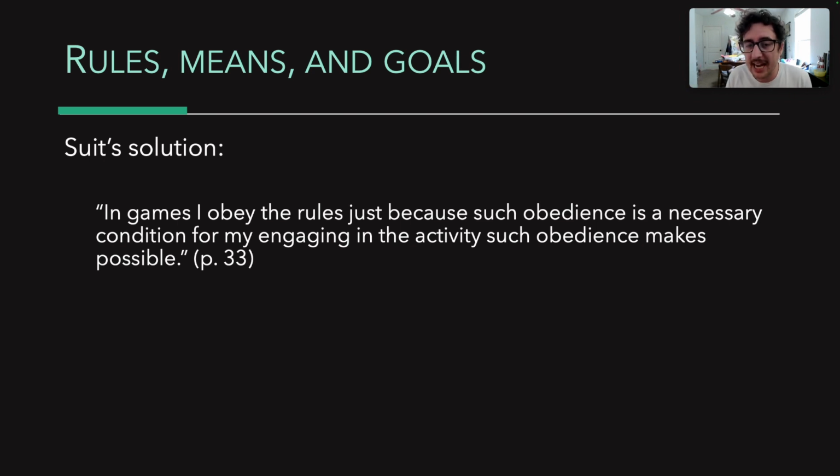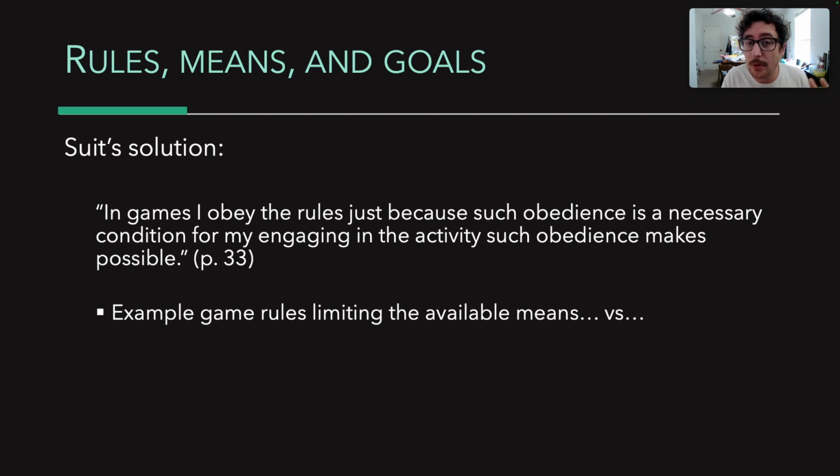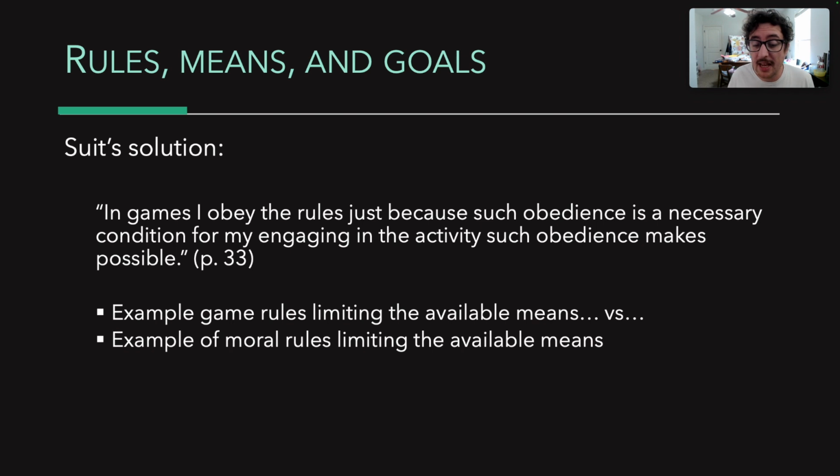If the reason you're saying, I'm going to follow this rule, I'm going to take this path, this means rather than another, if the reason for doing that is just because you want to engage in that kind of activity of following those rules, then it's a game. But if you have some other reason for incorporating the means into the ends, it's not a game. Game rules limit the available means just because it makes it possible to play the game, basically. As opposed to other cases, sometimes you limit the means you're willing to take to achieve that goal, not because you just want to engage in that activity, but because you think it's wrong to take those means.